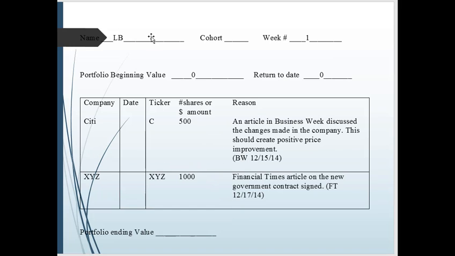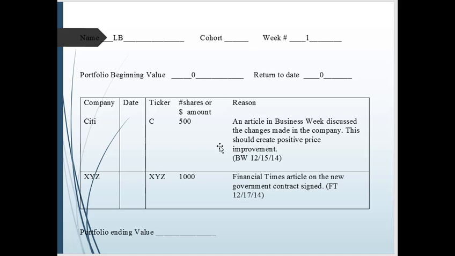Here's your report. You'll put your name, what class, what section you're in, what week it is, right? So these are already labeled for you. This will say week 2. What was your value at the beginning? Well, since this is the first report, it was 0.